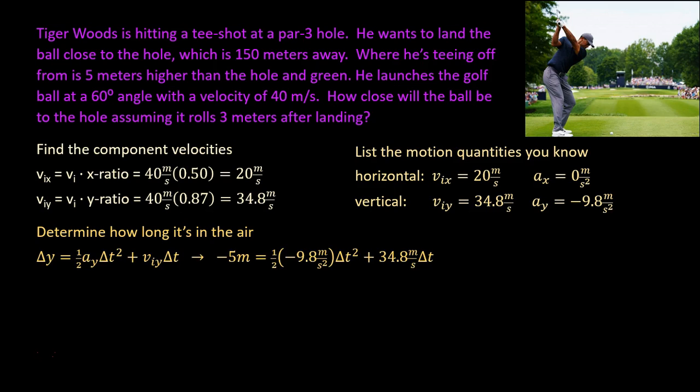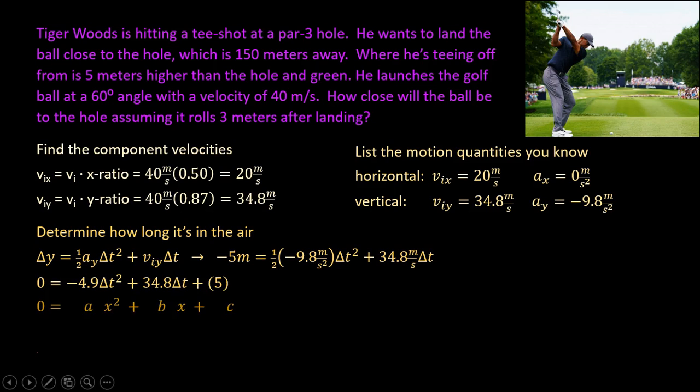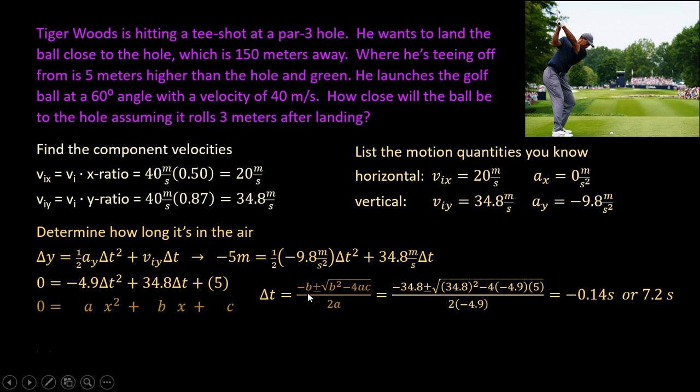We're going to use equation 2, and we have to go ahead and just plug in our values, and then we have to rearrange it to get into our quadratic equation format. And so to do that, I'm going to add 5 meters to both sides, and that leaves us with this format. We set up our quadratic formula, and wherever there's a b, I'm going to put in 34.8. Wherever there's an a, I'm going to put in 4.9, and for the c, I'm going to put in 5.